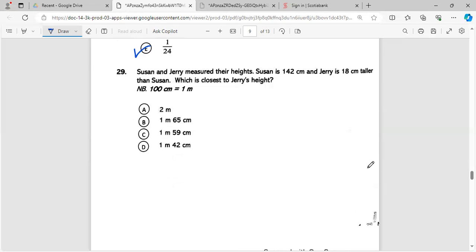So look at 29 and then WhatsApp me and then we discuss. Anybody want to volunteer for that one?